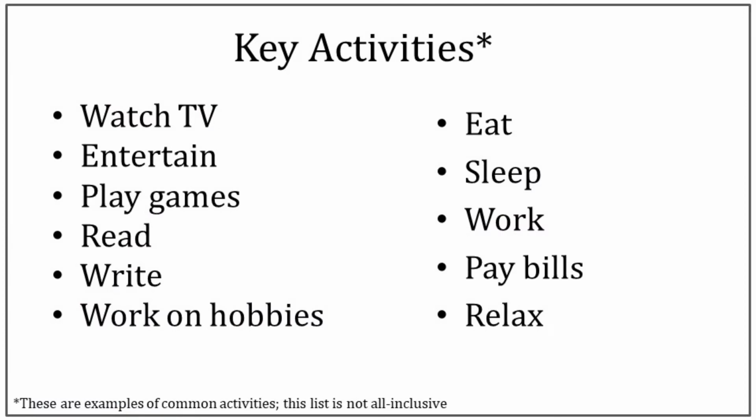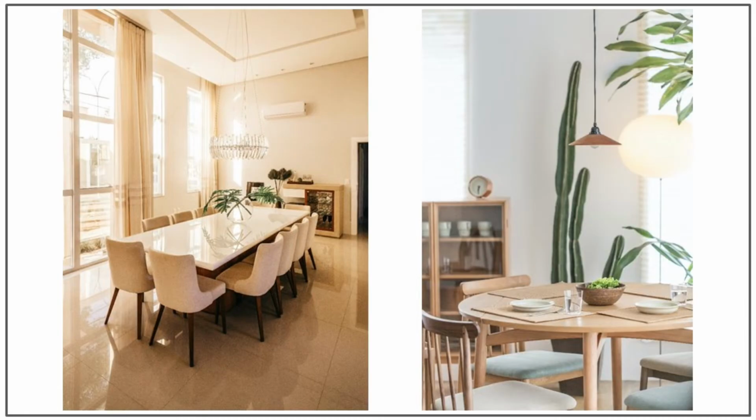Once you've identified which key activities will be taking place in the room, you also need to think about how many people you are planning for. Obviously, if you have a large family of 10 who gets together for dinner regularly, you're going to need a much bigger dining table than for a small family of, say, 3.